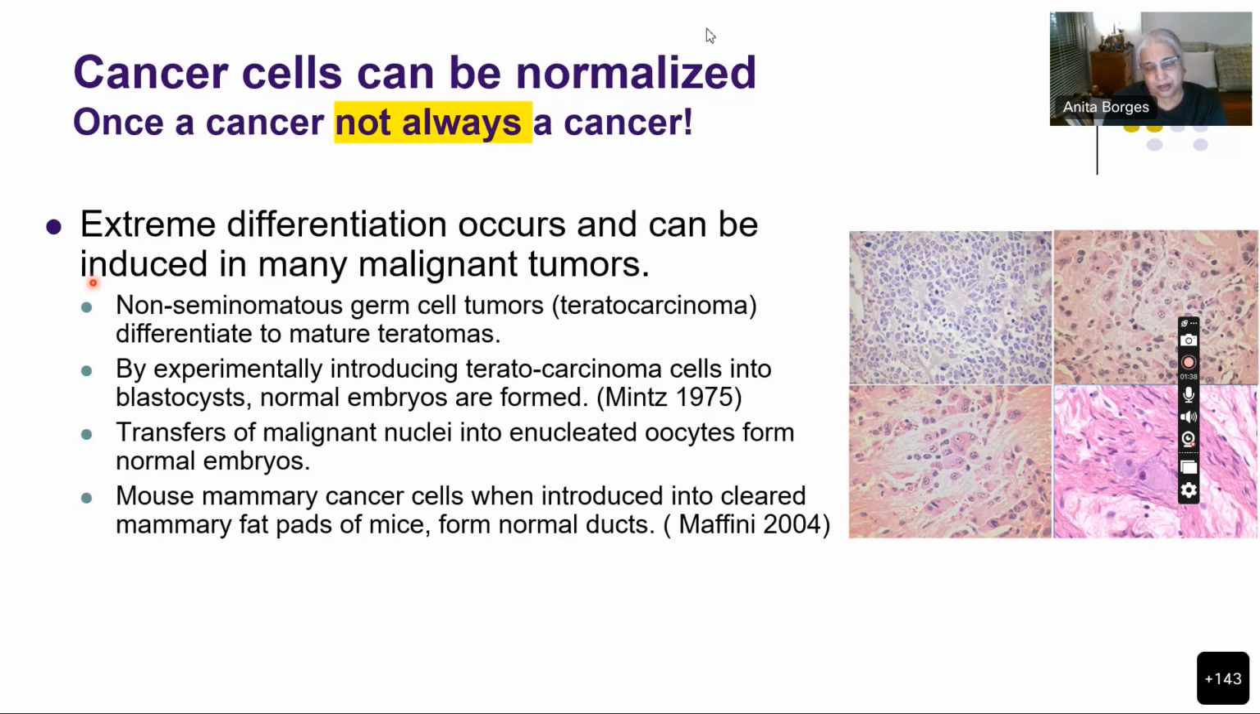Now that's interesting, isn't it? You didn't give any chemotherapy, you didn't do anything like you see in humans. What you did was you just took teratocarcinoma cells, which were going to kill one mouse, and you put them in another mouse's blastocyst, and it became a normal embryo. And this has been known for years.